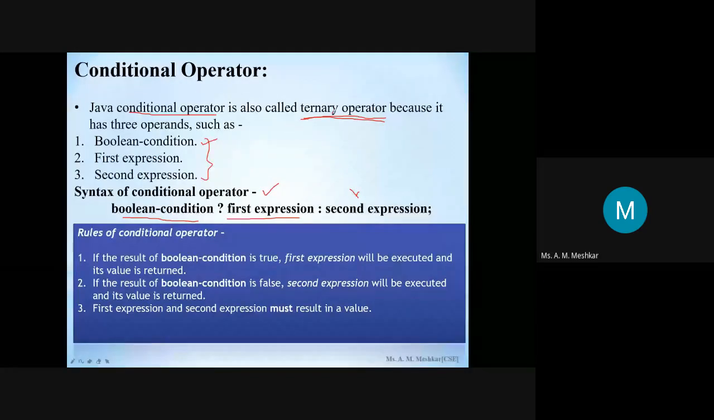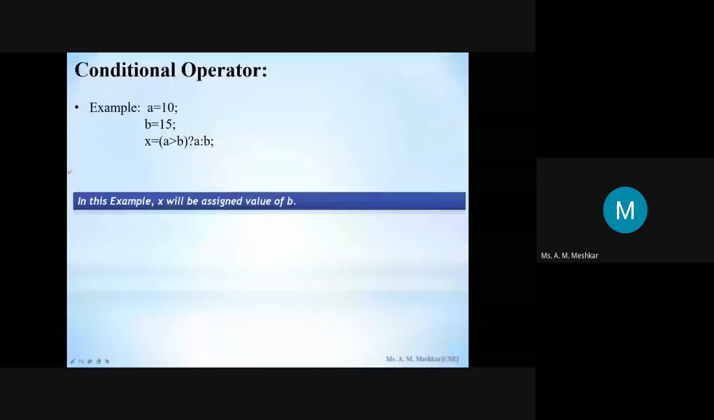And these are the rules: if the result of boolean condition is true, first expression evaluated, executed, and its result is assigned to the anything if we have written on the left hand side. Okay, and if the result of boolean condition is false, then second expression will be executed and its value is returned. And remember, either of these two expression will be evaluated, दोनों evaluate नहीं होंगे, इसमें कोई एक ही expression execute होगा और उसका answer return होगा as a final value. Okay, you will understand it better with the help of example.